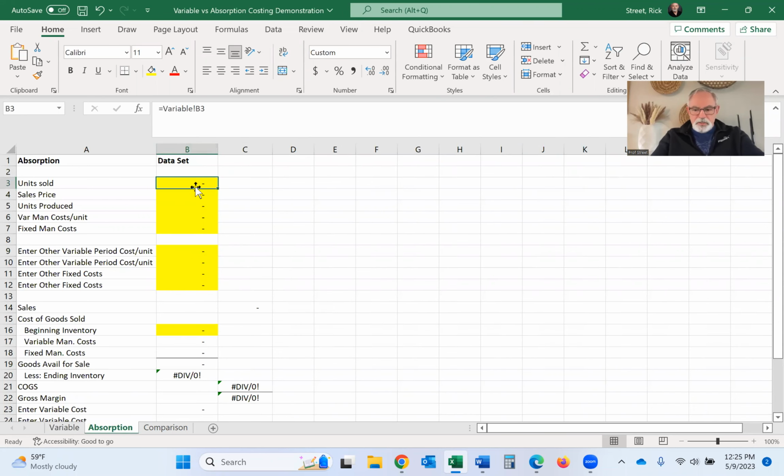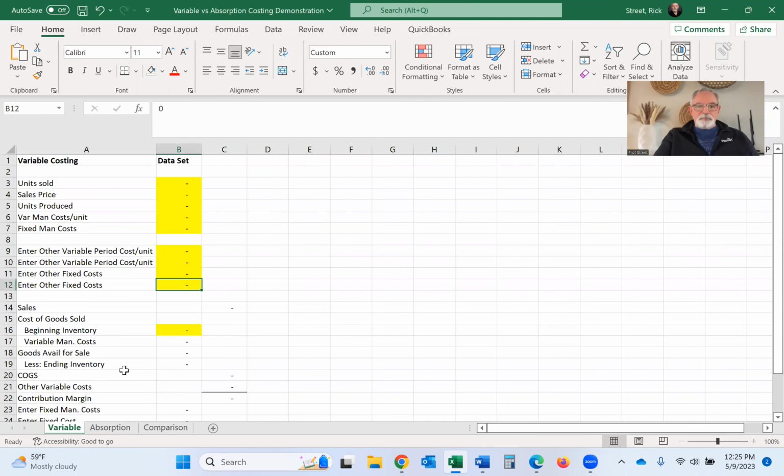And the first thing I'm going to do is remove this because they are tied to the front page. So no entry points are required here. And that's the nice thing about a template. And then we're going to talk about variable and absorption comparison at the end.